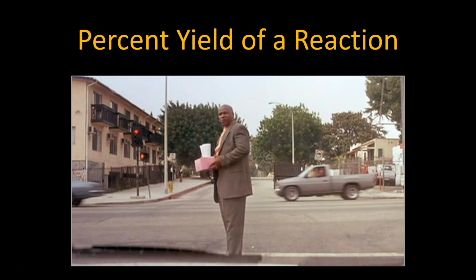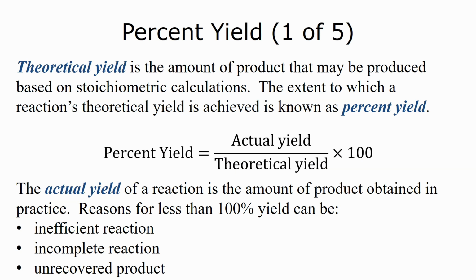In this video, we will be performing percent yield calculations. The percent yield is actually the extent to which a reaction's theoretical yield is achieved. The theoretical yield is the amount of product that's produced based on the stoichiometric calculations, but the actual yield of a reaction is the amount of product obtained in practice.